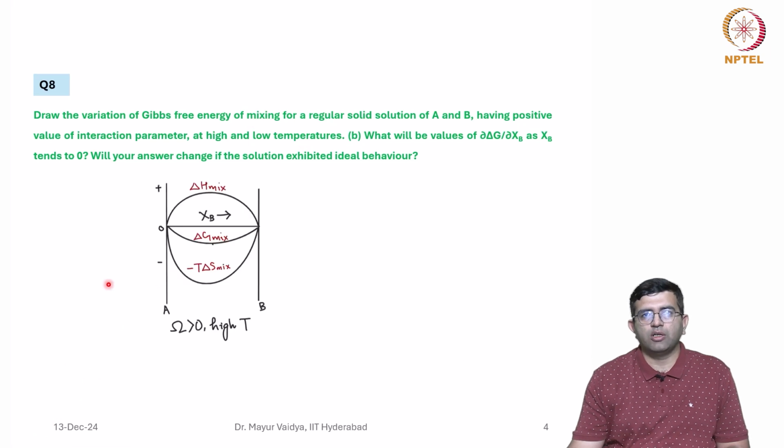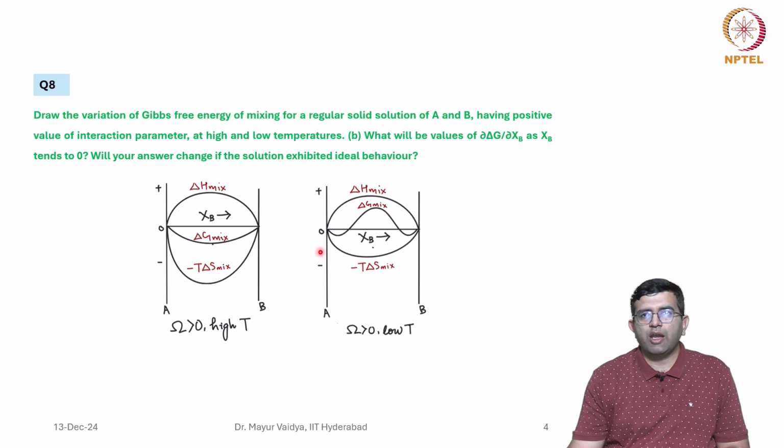So, the first part, that is the Gibbs free energy of mixing for a regular solution where omega, the interaction parameter, is positive, is something like this at higher temperatures. We saw that ΔH mix is equal to omega XA XB. So, if omega is positive, then ΔH mix is positive throughout. And TΔS mix is a negative term, because ΔS mix is always a positive quantity. So, minus TΔS mix will always lie in the negative quadrant, and therefore, this will lie here. But because the temperature is high enough, the combination of these two, the ΔG mix, will still be negative in the entire range.